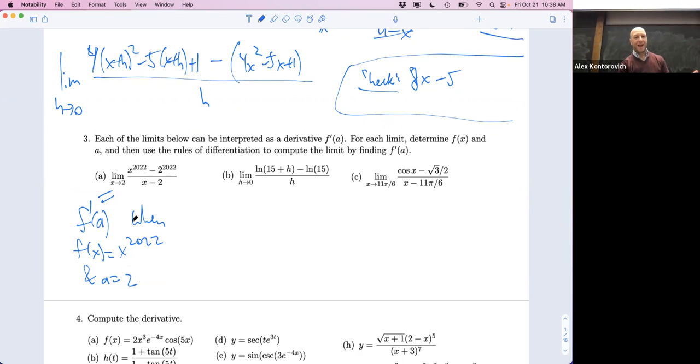It's a limit as u goes to 2 of u to the 2022 minus 2 to the 2022 over u minus 2. And we're using x as a dummy variable instead of u. No big deal. Okay, and I know how to differentiate this. f prime of x is equal to 2022 x to the 2021, and I'll evaluate this at x equals 2. So this limit in the end is 2022 times 2 to the 2021.